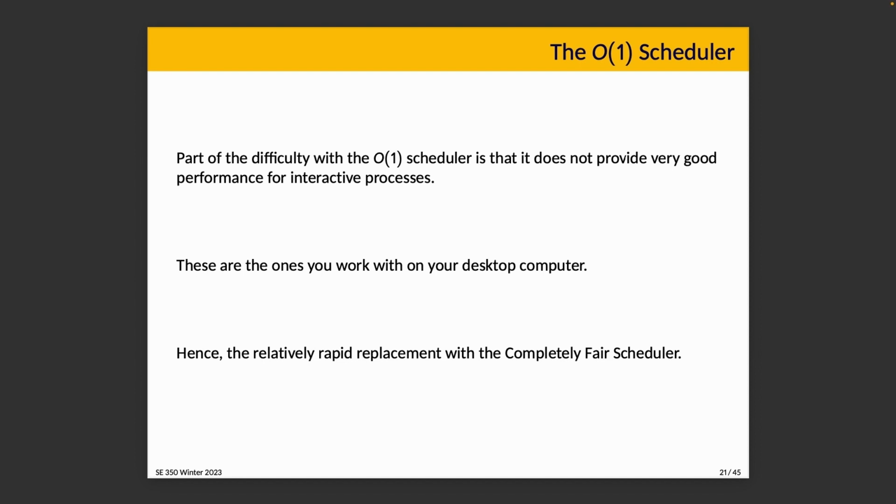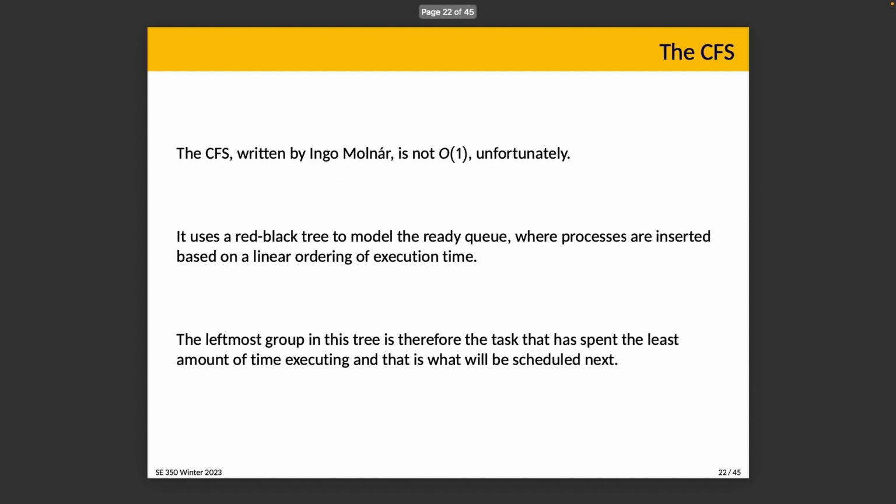A new scheduler was needed, and it was replaced relatively quickly with the completely fair scheduler. The completely fair scheduler is written, we can actually attribute an author here, Ingo Molnar, and it's not constant time, unfortunately. Not all of its operations are constant time execution. It uses a tree structure, in fact a red-black tree, to model the ready queue, where processes are inserted based on a linear ordering of execution time. So the leftmost node in this tree is the task that has spent the least amount of time executing, and is the thing that we want to schedule next. So we end up pulling a lot of stuff from the leftmost node of the tree.